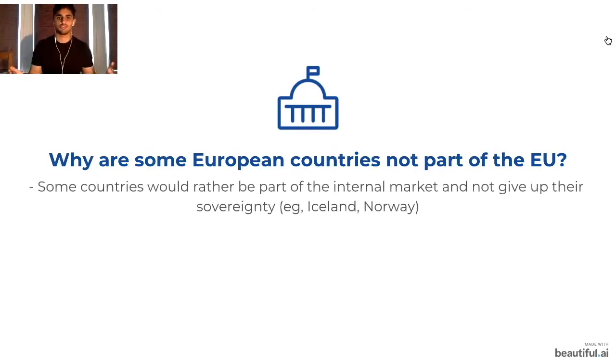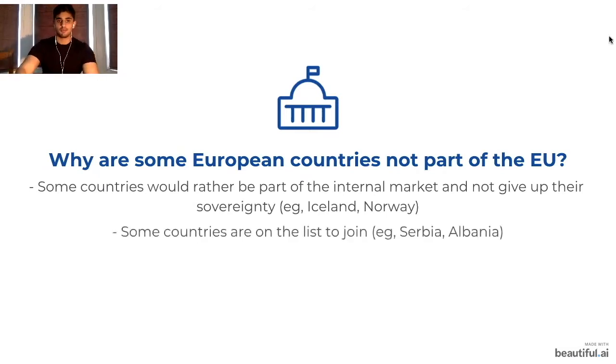And so some countries would rather be part of the common market, the internal market, but still not give up their sovereignty. Countries like Iceland and Norway. Some countries are actually on the list to join. It's called EU enlargement, but they need to air out some problems, right? There's maybe corruption in their system, maybe there's human rights abuses, etc. So that would include Serbia, Albania.